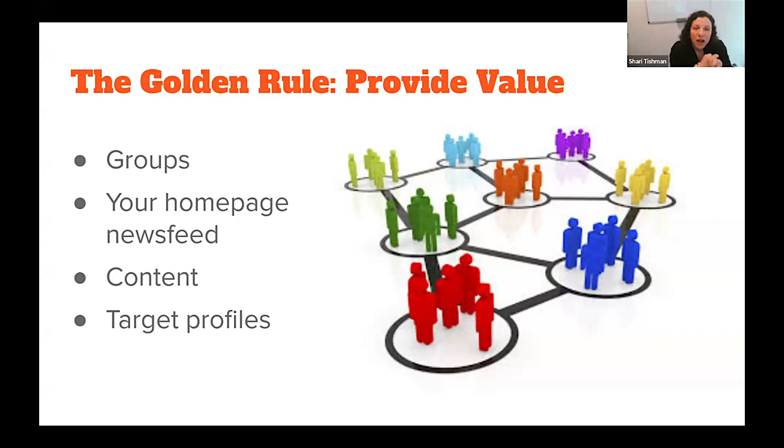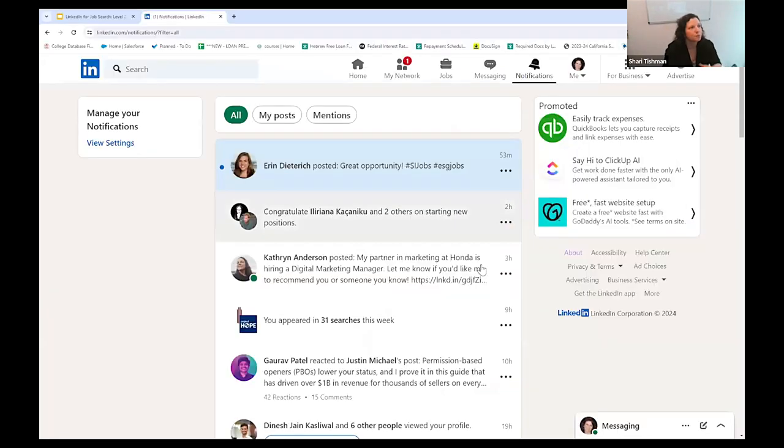And so if you're providing value, that opens up opportunities for you to connect with people that you never would have been able to otherwise, and you probably never would have even known they existed otherwise. And there's a number of ways that you can provide value to open these doors. The biggest one, one of the most underutilized ones, or at least underutilized in a good way, in my opinion, are groups. We already talked about the homepage news feed, and I'll talk about content and target profiles in a moment, but let's go to groups. I want to show you groups. So groups are a little hard to find on LinkedIn right now.